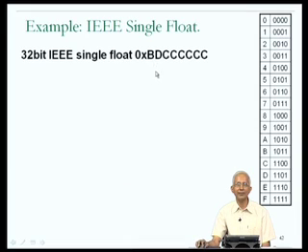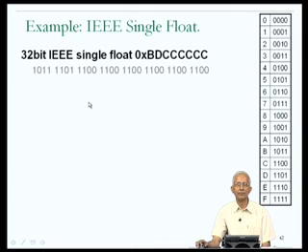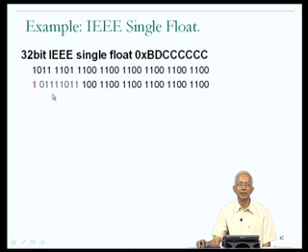So what do I do in order to expand this? I take the B and I replace it by 1011, then I get 1101 for that D, and for each of the C's I get a 1100. So these are the 32 bits. Now once I've expanded the 32-bit value from hex into binary, I can read off the sign bit, the bits corresponding to the exponent, and the bits corresponding to the fraction. The most significant bit is the sign bit, which is a 1. The next 8 bits are the exponent field, and the remaining 23 bits are the fraction field.